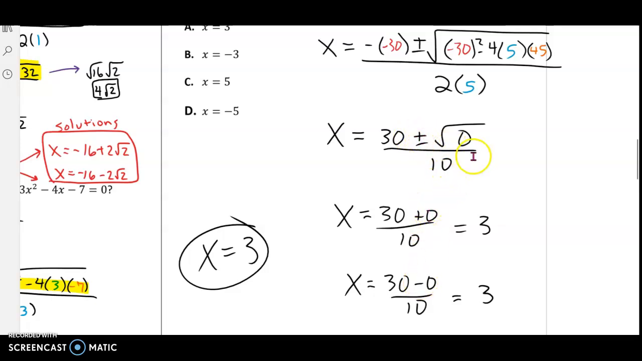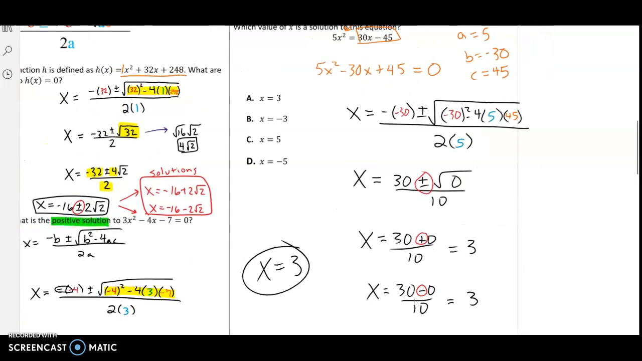And then I just split it into 2, remember, because the plus or minus sign splits. One of them will have the plus and the other will have the minus. 30 plus 0 is 30, divided by 10 is 3. 30 minus 0 is 30, divided by 10 is 3. So we only actually had one solution. What that means is that this particular quadratic function only touched the x-axis one time.